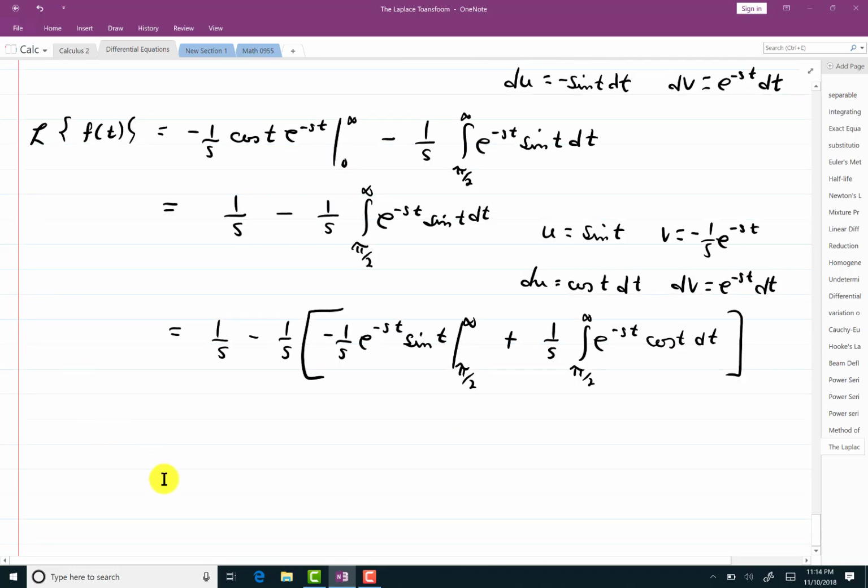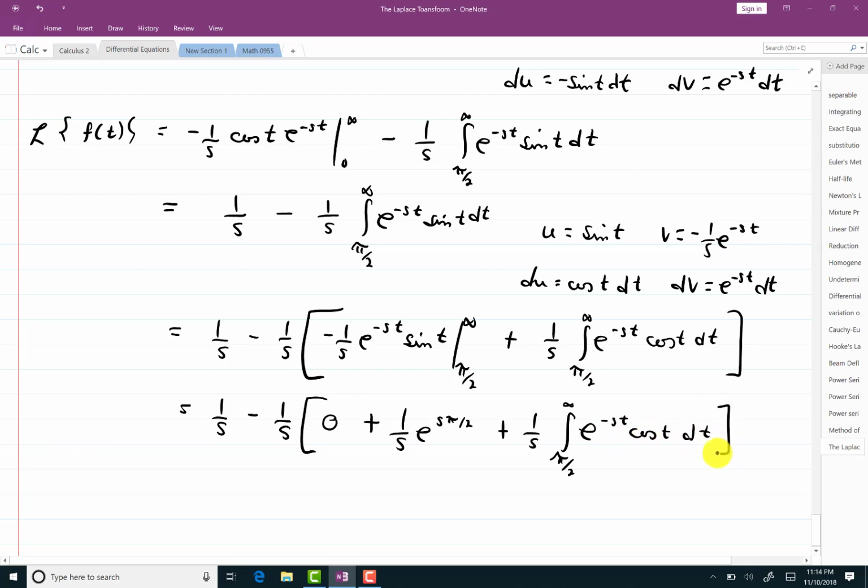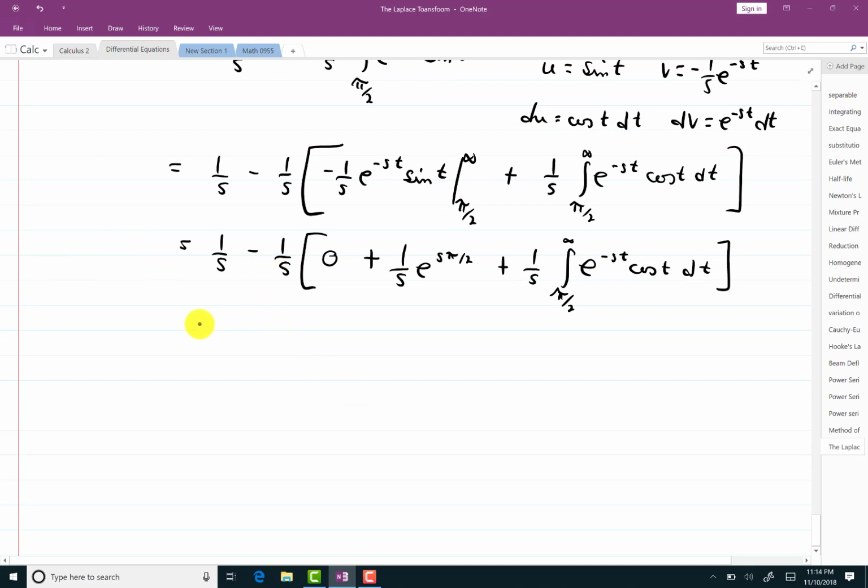Let's go ahead and do some simplifying here. I'll get 1 over s minus 1 over s, bracket. As t goes to infinity, you do get 0. And then I can plug in pi over 2 because sine of pi over 2 is 1. And I'll also get a pi over 2 up here. So I'll get 1 over s e to the s pi over 2 plus 1 over s, the integral from pi over 2 to infinity, e to the negative st cosine of t dt. Let's do some simplifying here. I have 1 over s minus 1 over s squared, that times e to the s pi over 2 minus 1 over s squared, integral from pi over 2 to infinity, e to the negative st cosine of t dt.